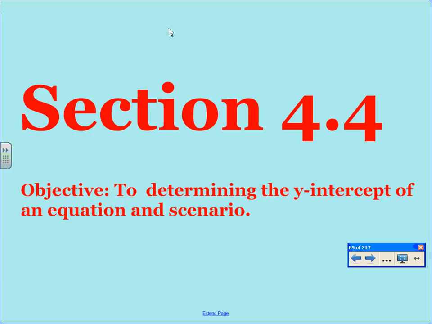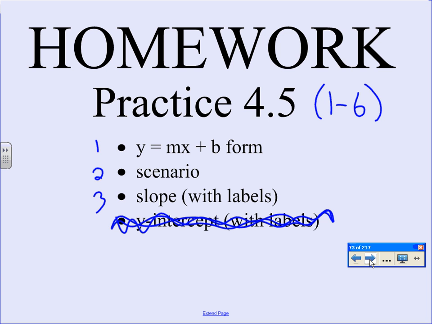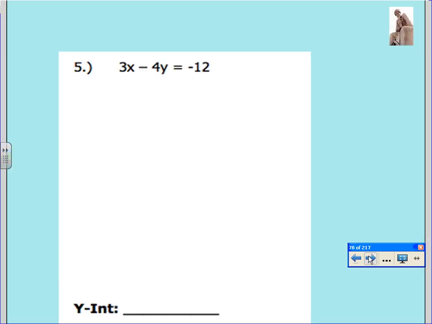You need to make sure that you can list and label the y-intercept as an ordered pair with variables, just like we did with the slope. So that's the plan for today. We left off with, I'm going to actually start with number 1, even though we already talked about it.